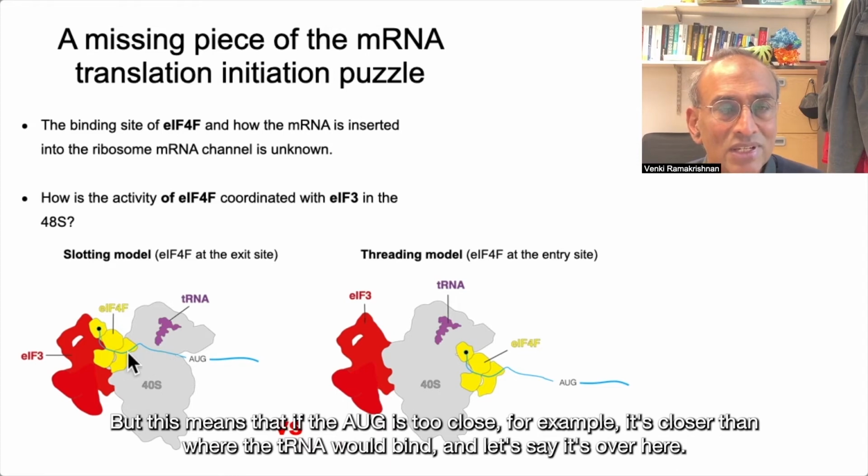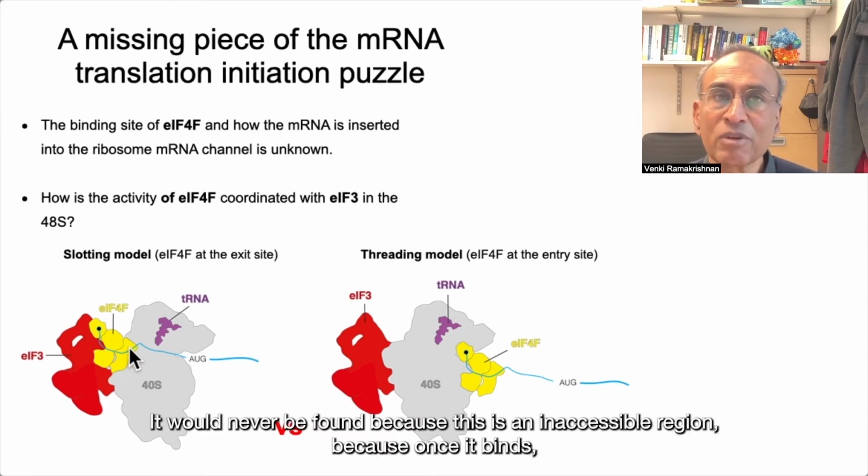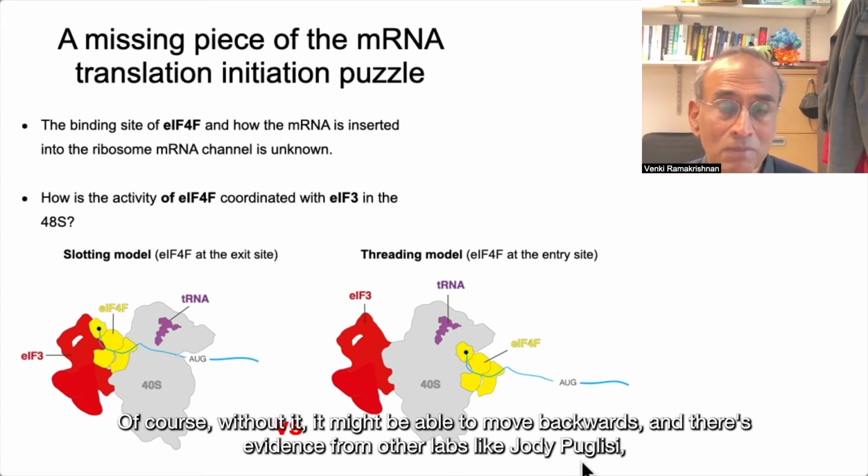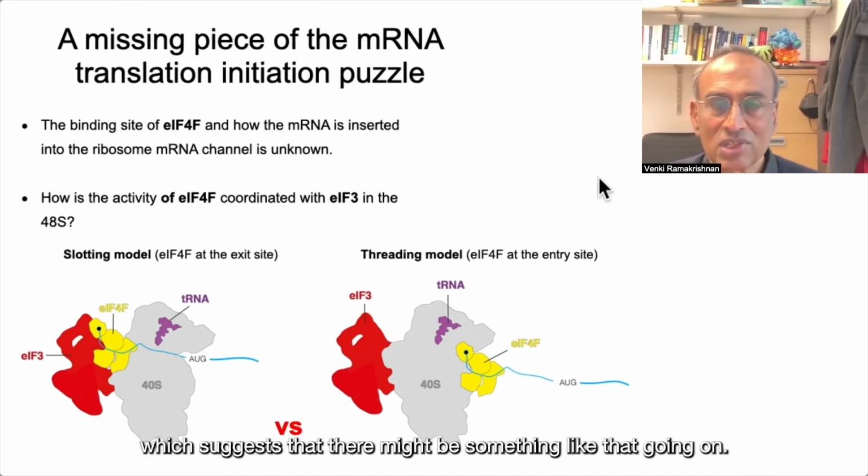But this means that if the AUG is too close, for example, if it's closer than this where the tRNA would bind, and let's say it's over here, it would never be found, because this is an inaccessible region, because once it binds, it can't scan backwards because of the presence of this cap binding complex. Of course, without it, it might be able to move backwards, and there's evidence from other labs like Jody Puglisi which suggests that there might be something like that going on.